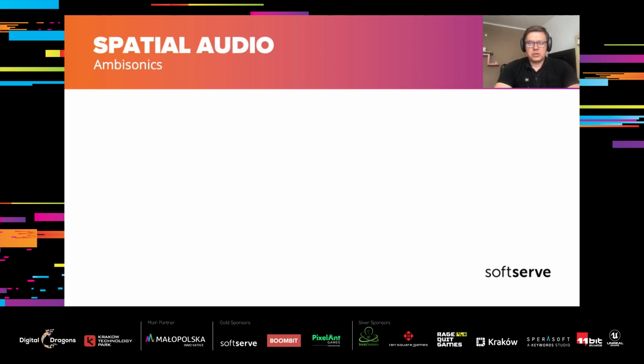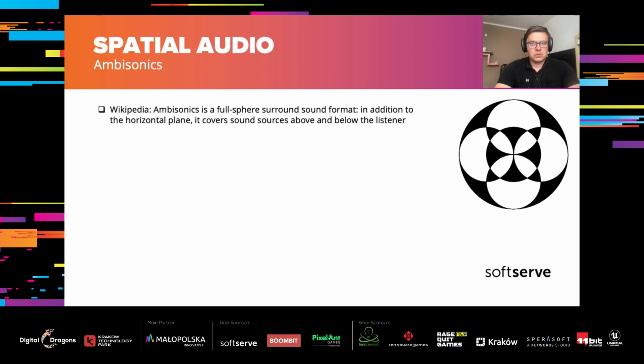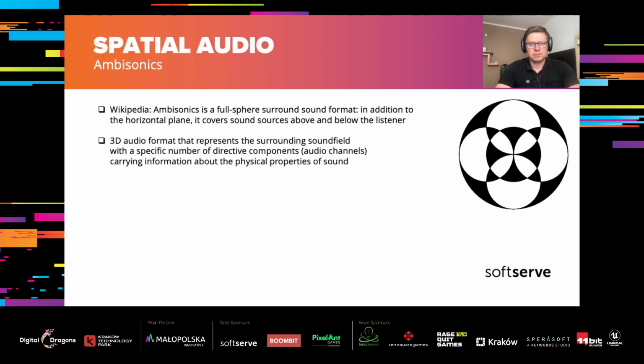So we went through the presentation layouts and some basic characteristics of channel-based audio and object-based audio. So I hope this has given you a good background for better understanding what actually ambisonics is. So let's start with a short definition. In Wikipedia, we can find a definition stating that ambisonics is a full sphere surround sound format that, in addition to the horizontal plane, covers sound sources above and below the listener.